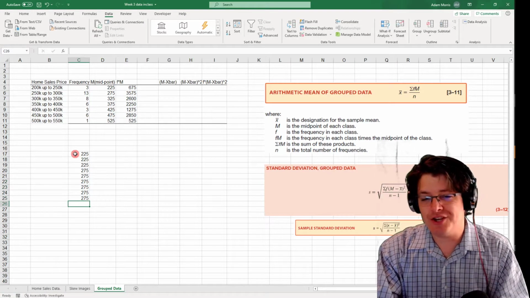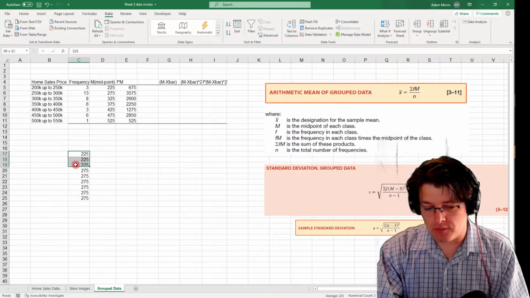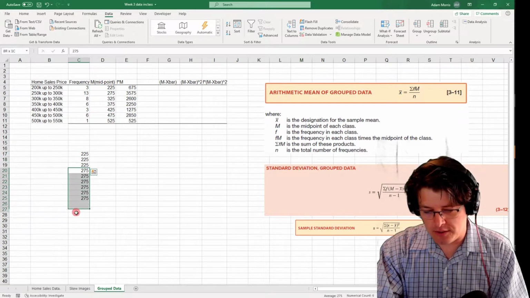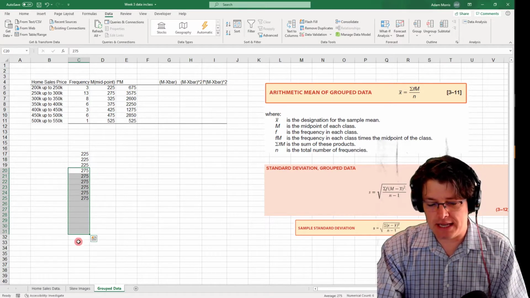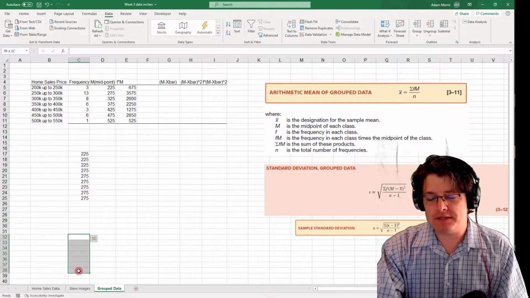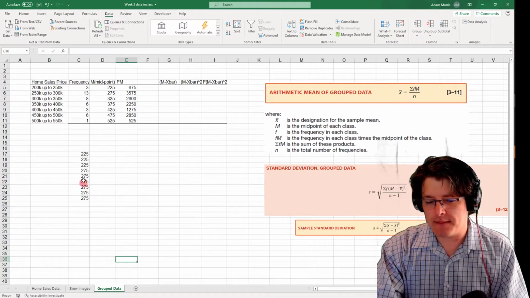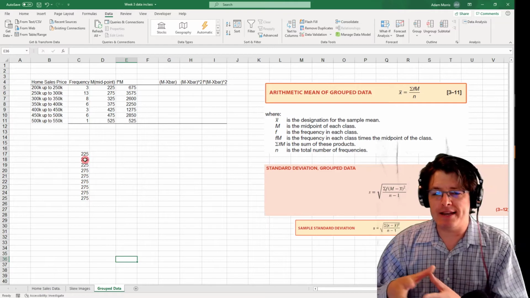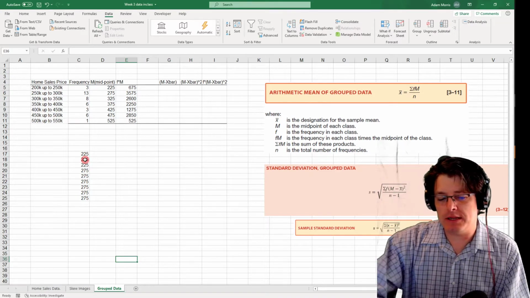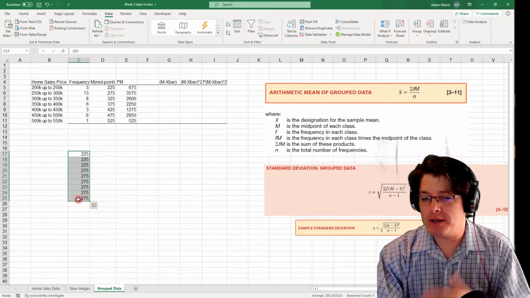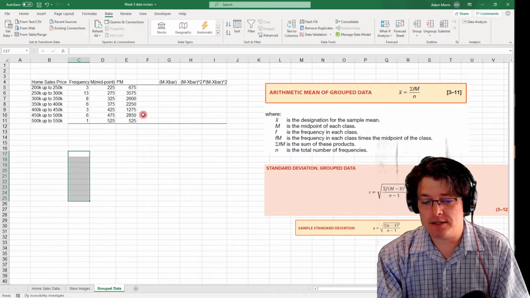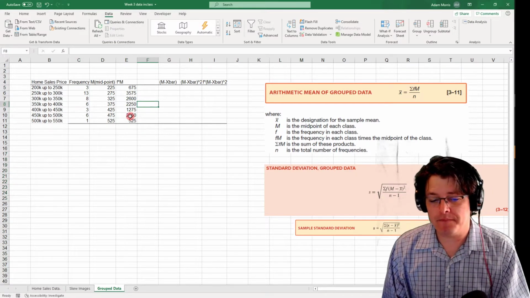Right? And count them each as individual observations, where there's 3 225s, and then I write out 13 275s, and then 8 325s. But that's very cumbersome. But we could do that and then do our same method that we did before. But we don't need to do that because we can use kind of the tools of that weighted mean to do this.